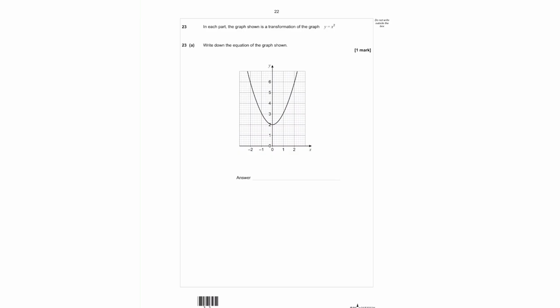When x is 0, y is 0, so I'll just plot that. When x is 1, y is 1. When x is 2, y is 4. Now, we could plot the other side. You don't even need to do this.